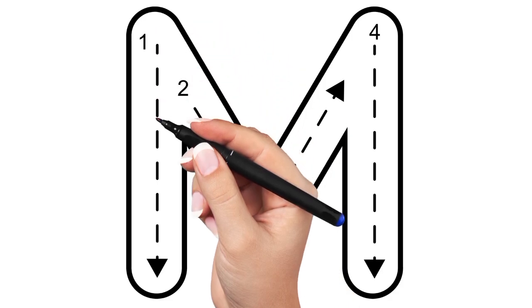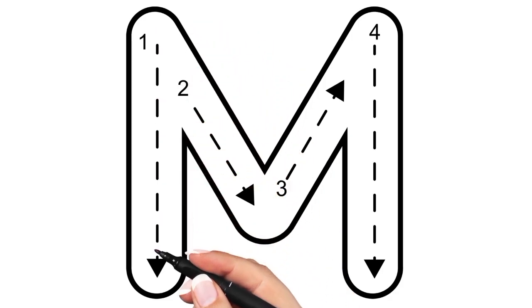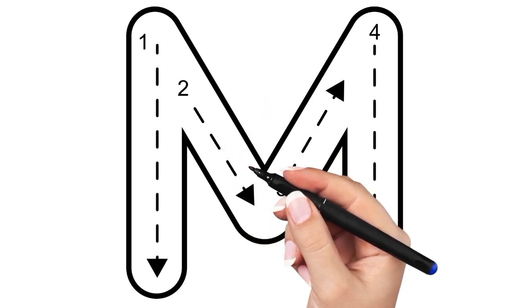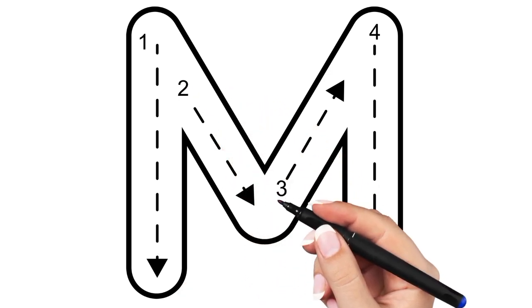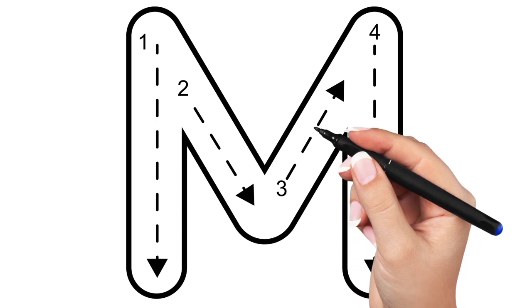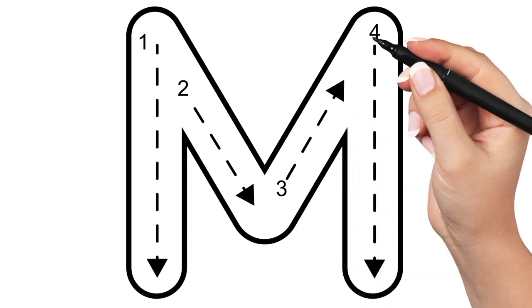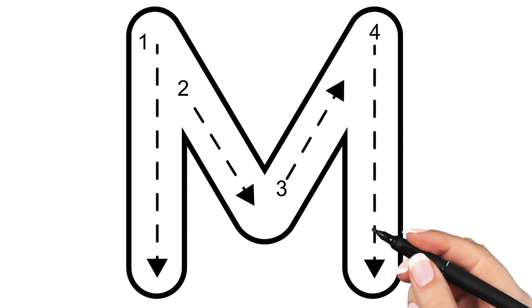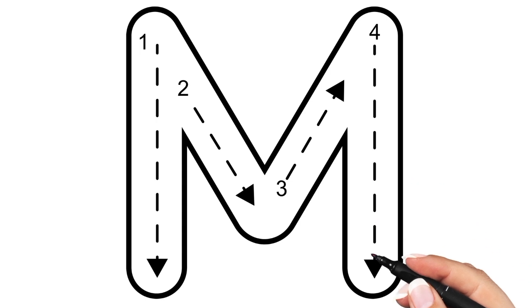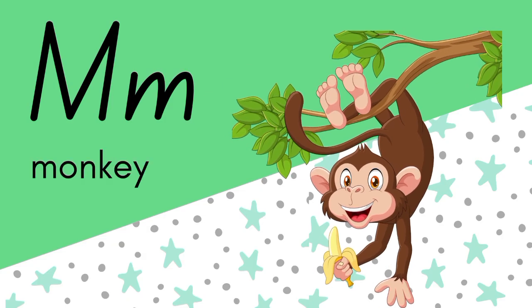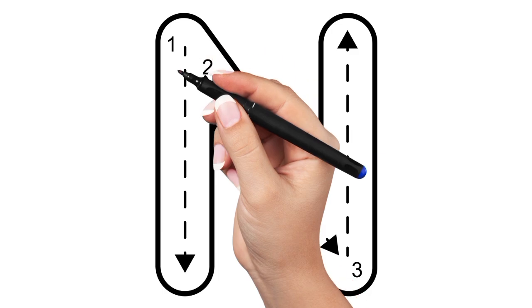1. First draw a straight line downwards. 2. Now draw a half diagonal line inwards. 3. Repeat the process but outwards. 4. Finally draw a straight line downwards. Yes! It's M, and M is for monkey.